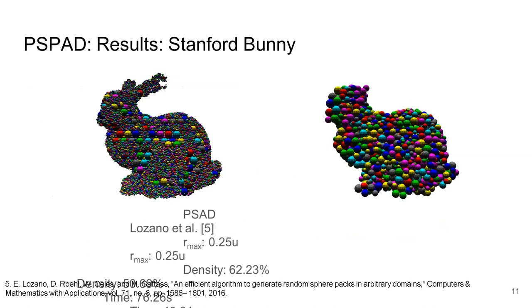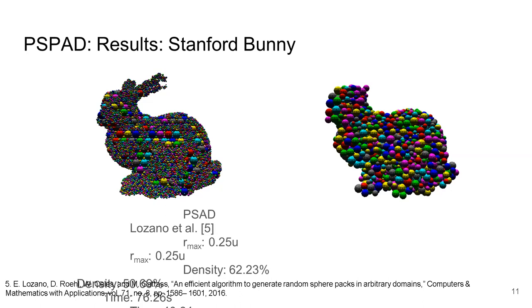Results and tests for Bunny. I compare it with Lozano. I don't know, sorry for the mistake. PSID is my visibility result, on the left, and Lozano is on the right. My result, both compared with radius 0.25 units. In PSID, the density is 62%, and in Lozano it is 50%.